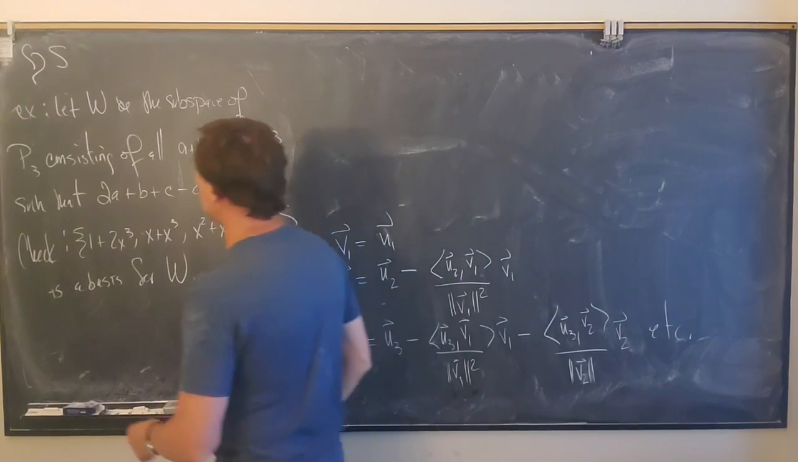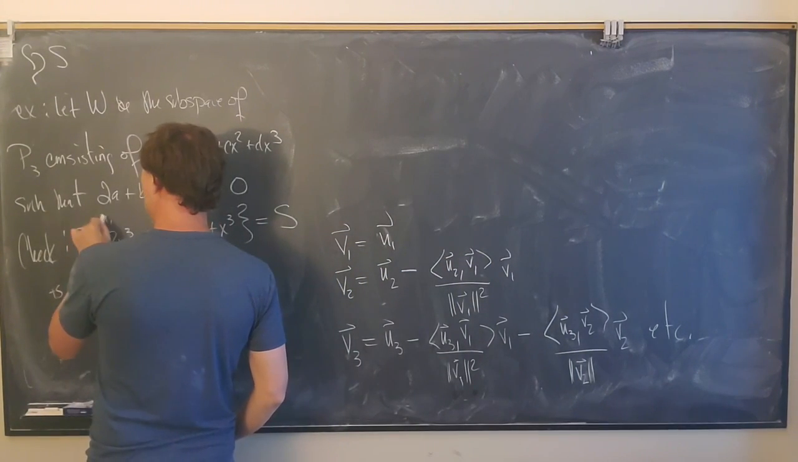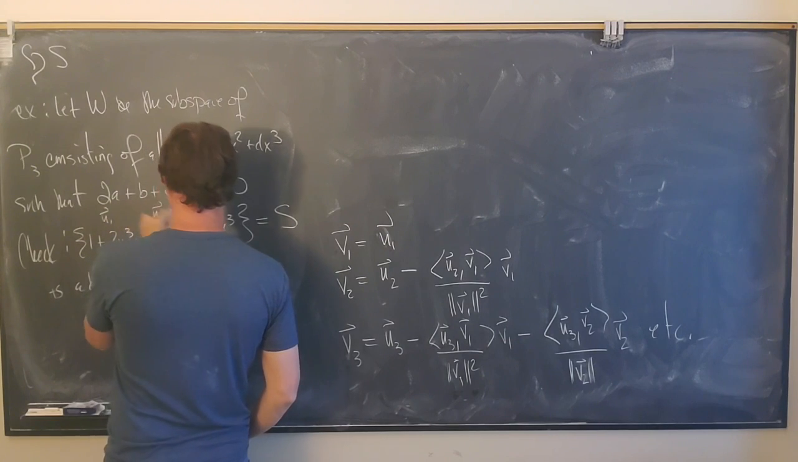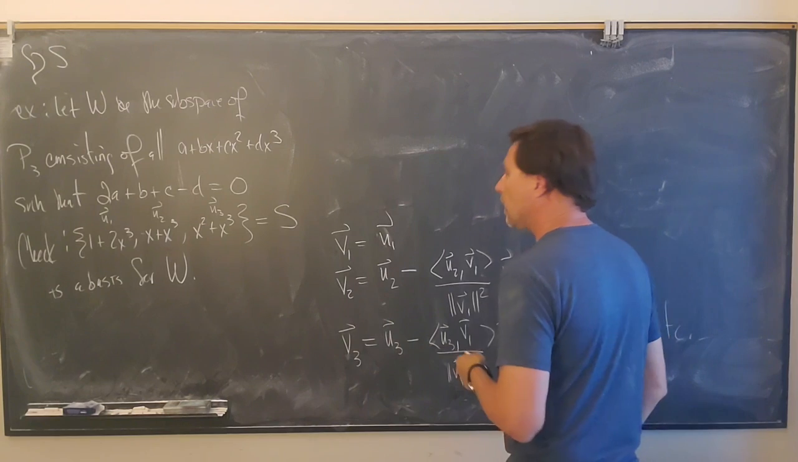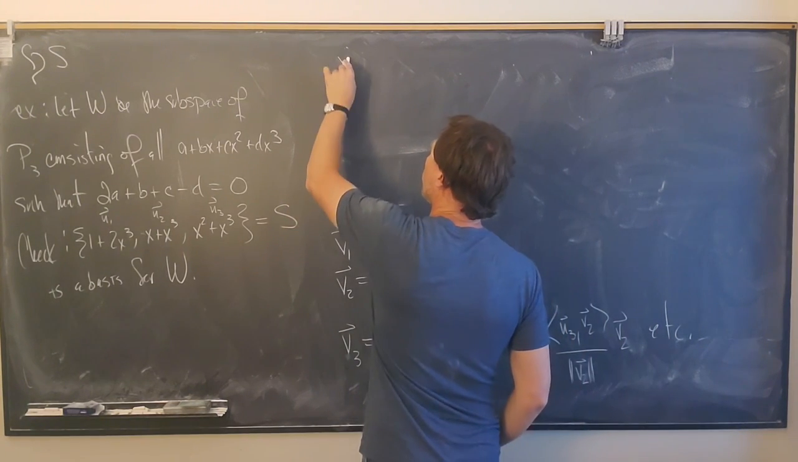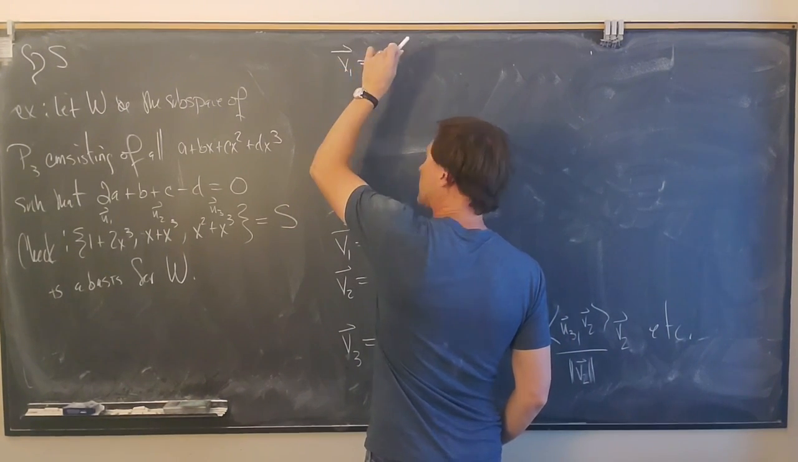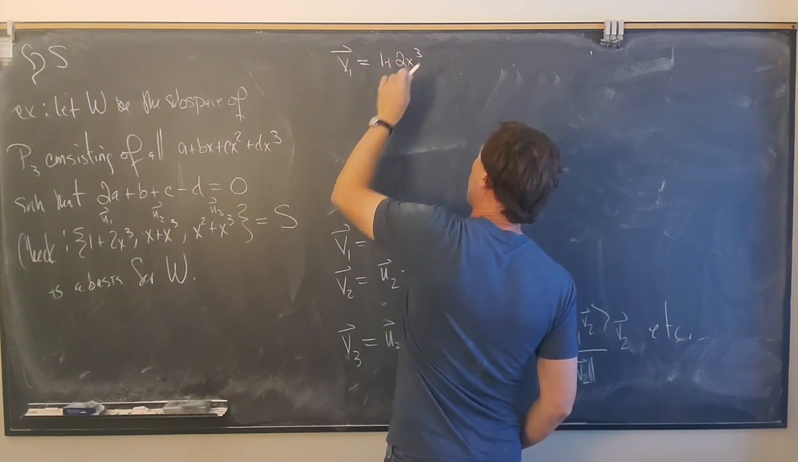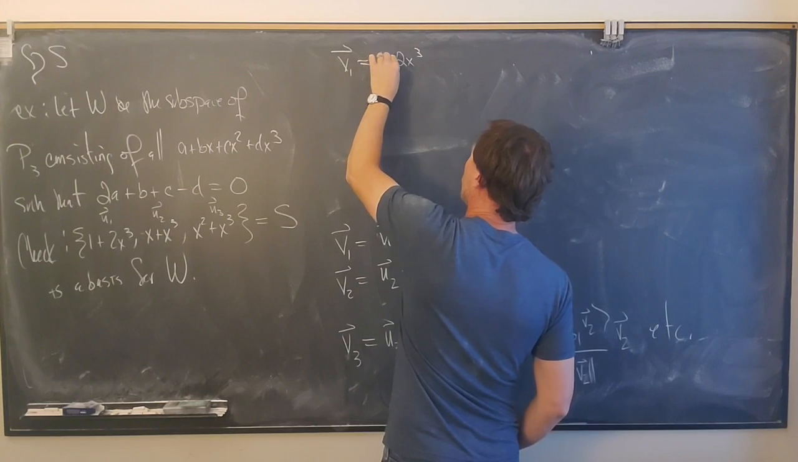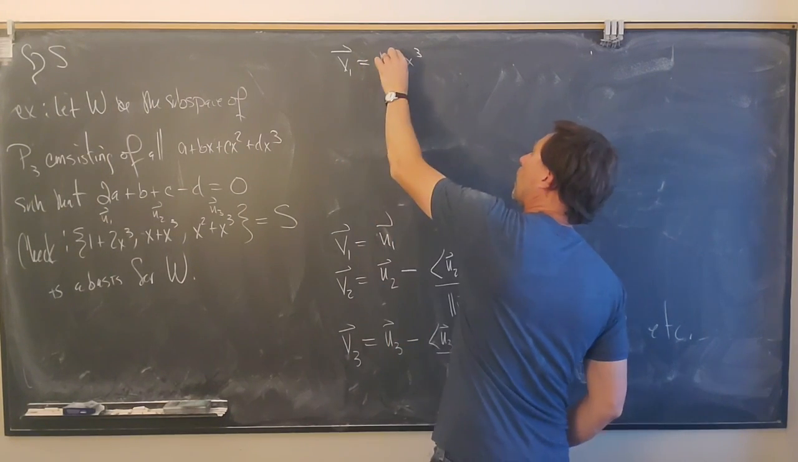Okay, so let's call this one my U1, this is going to be my U2, and this is going to be my U3. Then we're going to create, so first I'm going to create V1. V1 is equal to U1, so that'll be a 1 plus 2x cubed.